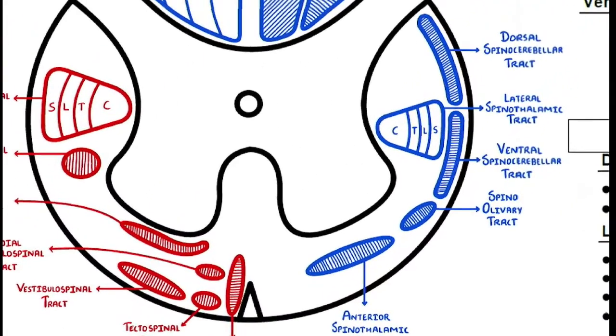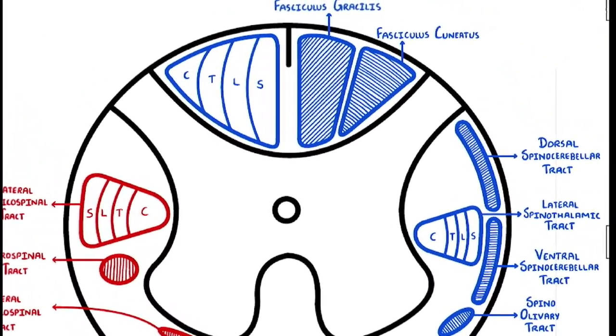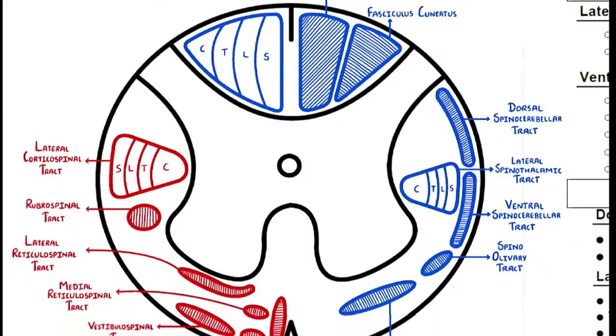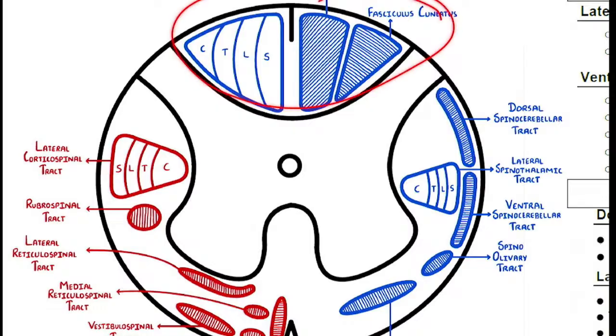Now coming to the ascending sensory tracts. I have already mentioned that descending is for motor information and ascending is for sensory information. So let us see the ascending sensory tracts. Just the opposite of the descending tracts, we have a dorsal white column. In the dorsal white column, remember, we have two fasciculi. Let us see what they are: the fasciculus gracilis and the fasciculus cuneatus.